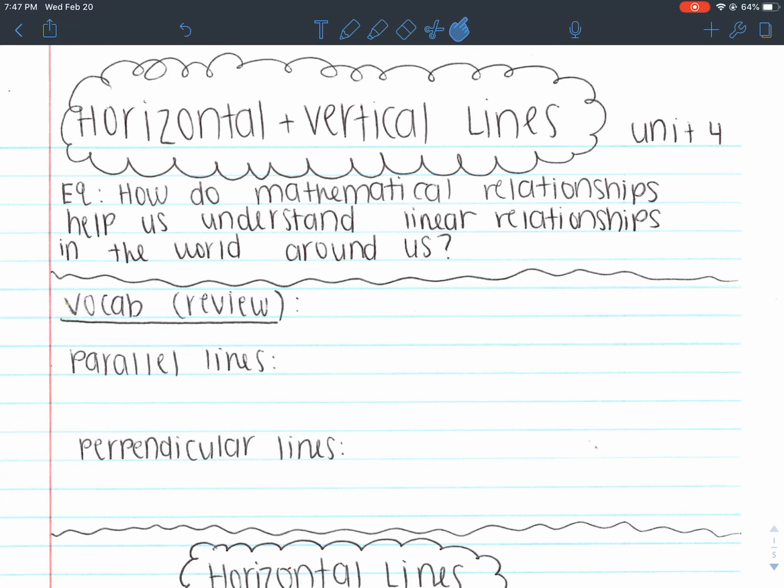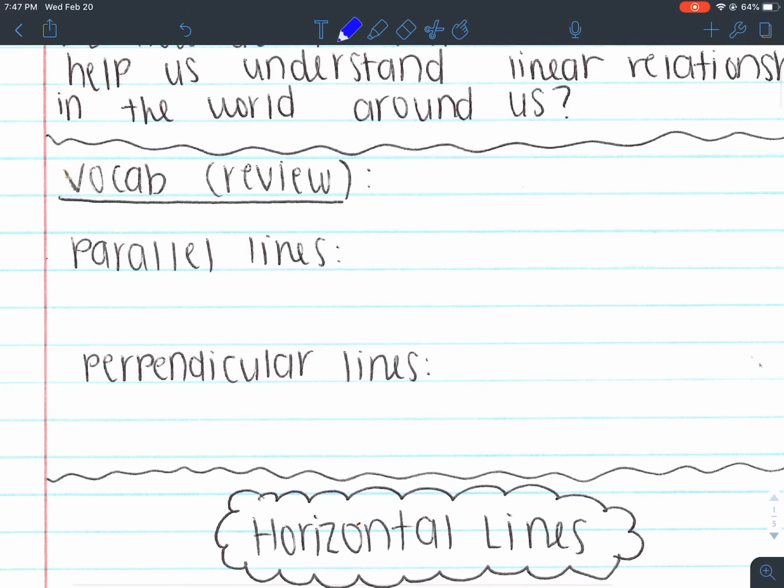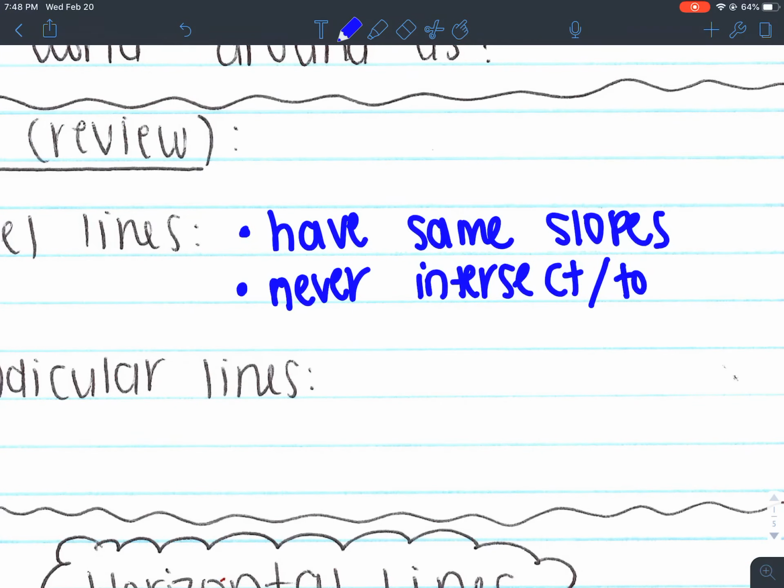They're actually a lot better than parallel and perpendicular. But we do have to review that because it does play a part in today's notes. So to review, parallel lines always have the same slope. So two lines, if they're parallel, have to have the same slope. And they also never intersect. And they never touch or cross.